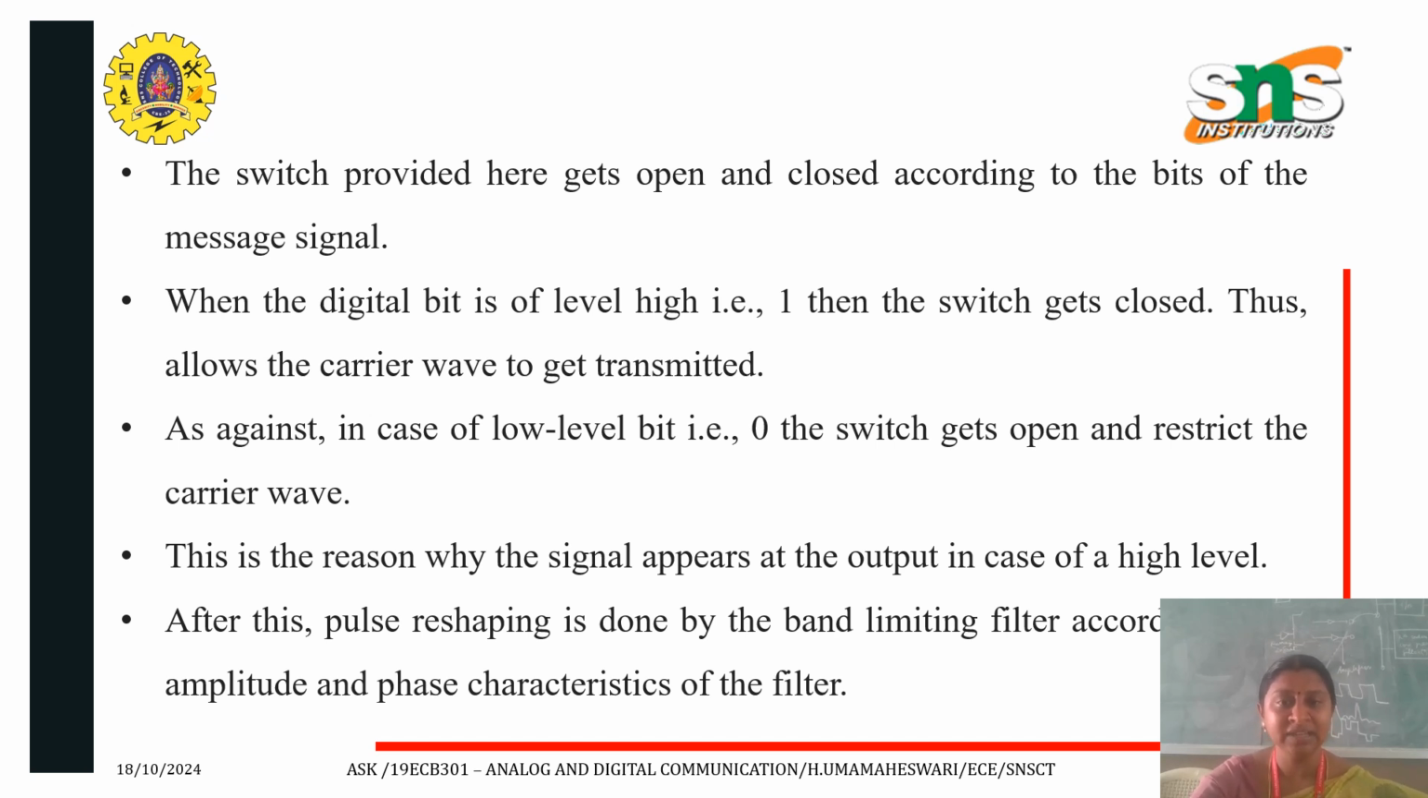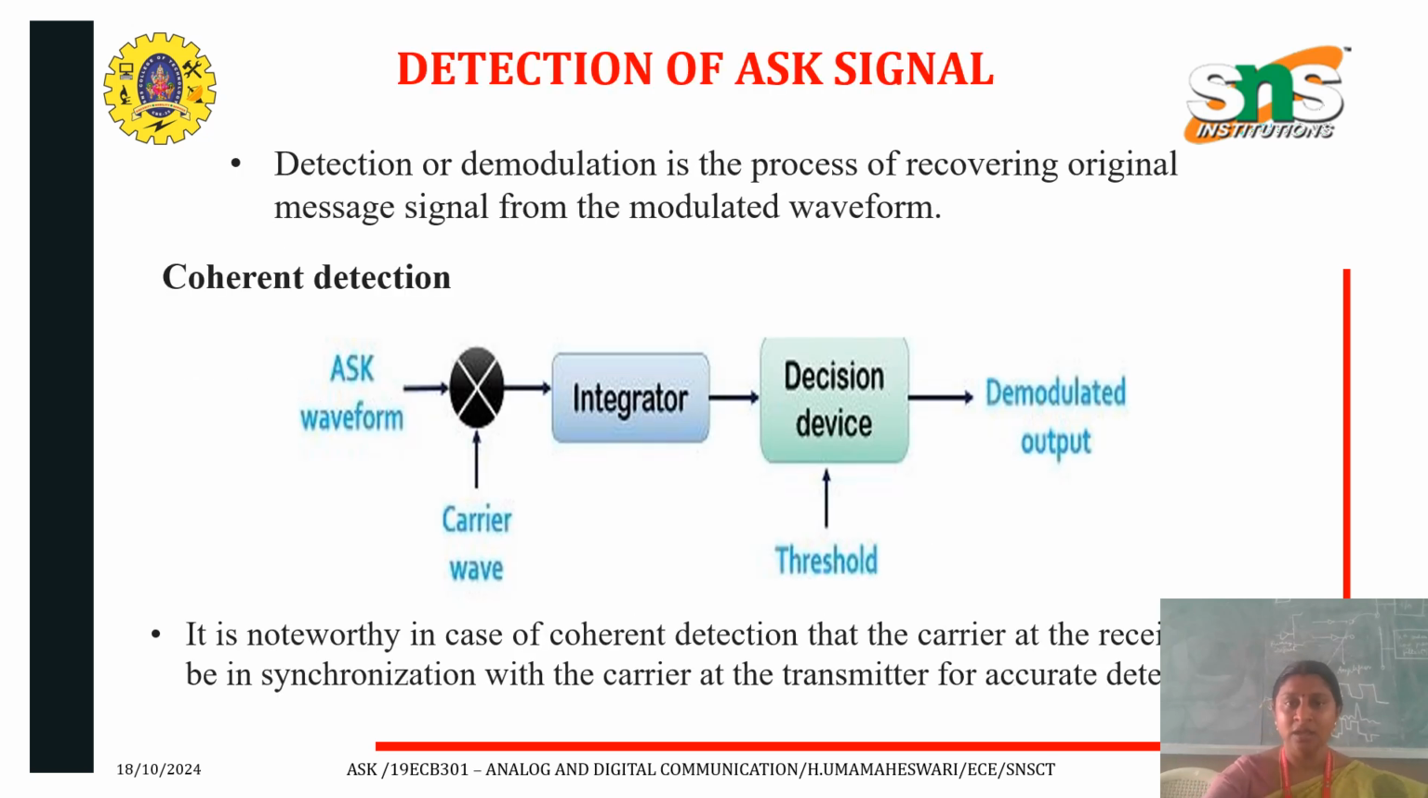After this, pulse reshaping is done by the band limiting filter according to the amplitude and the phase characteristics of the signal. Then detection, which we call demodulation, is the process of recovering the original message signal from the modulated waveform. We have coherent detection and non-coherent detection. In coherent detection, the ASK waveform is given to the multiplier, where the waveform and the carrier wave are multiplied. Then it is given to the integrator and finally to the decision device. Based on the threshold value, the decision device demodulates the output.